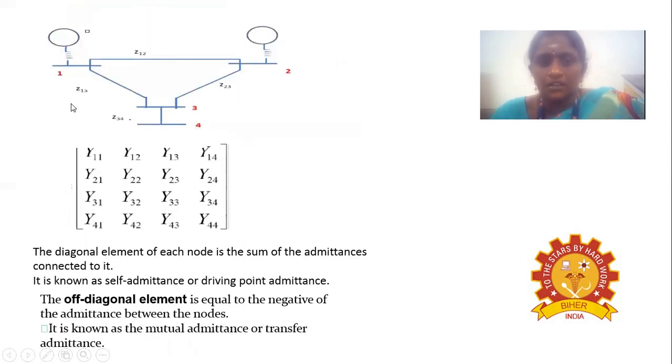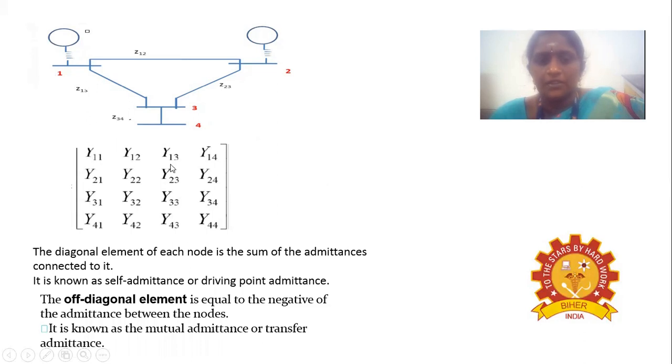Okay, just look at the figure. Here it consists of 4 buses. Now I'm going to explain the admittance matrix for this given power system network. The admittance matrix size depends upon the number of buses. In this network, there are 4 buses, so it will be a 4 cross 4 matrix.